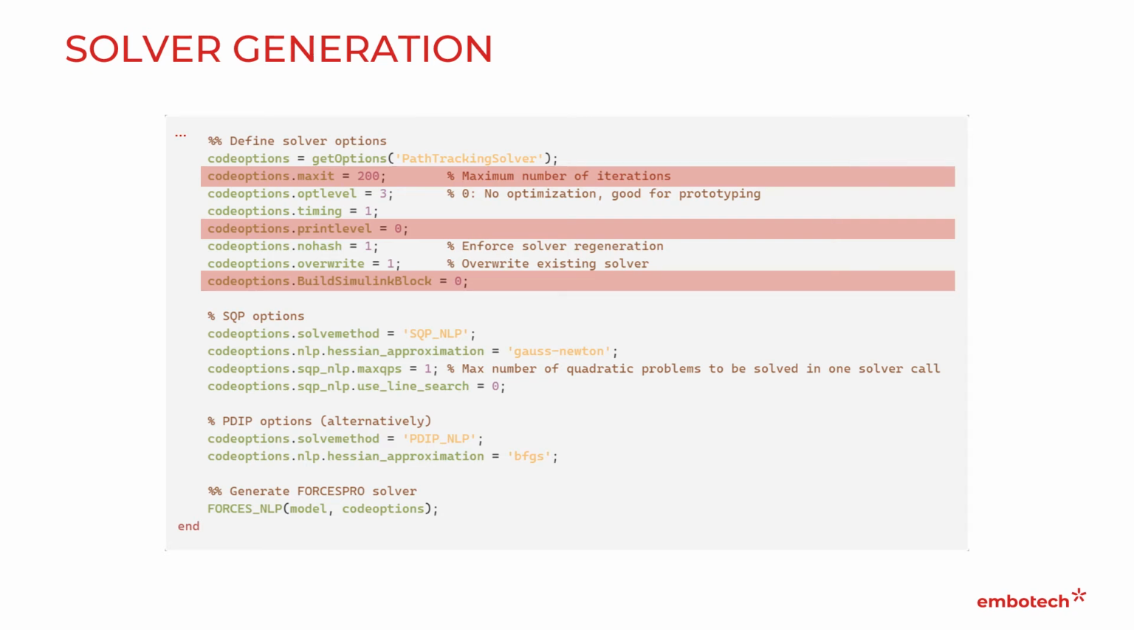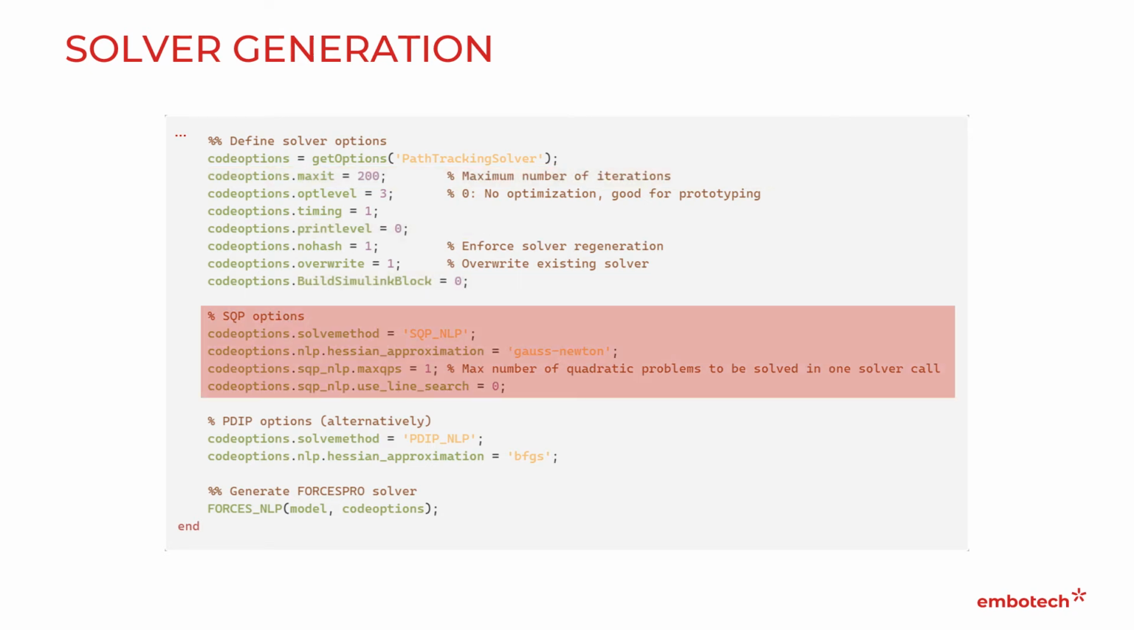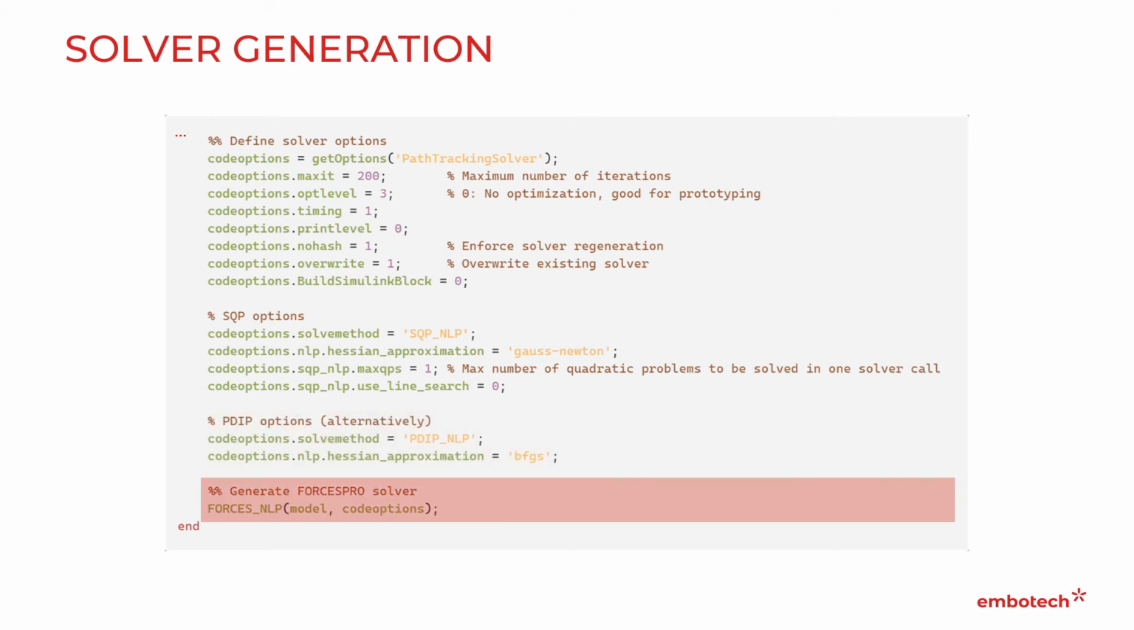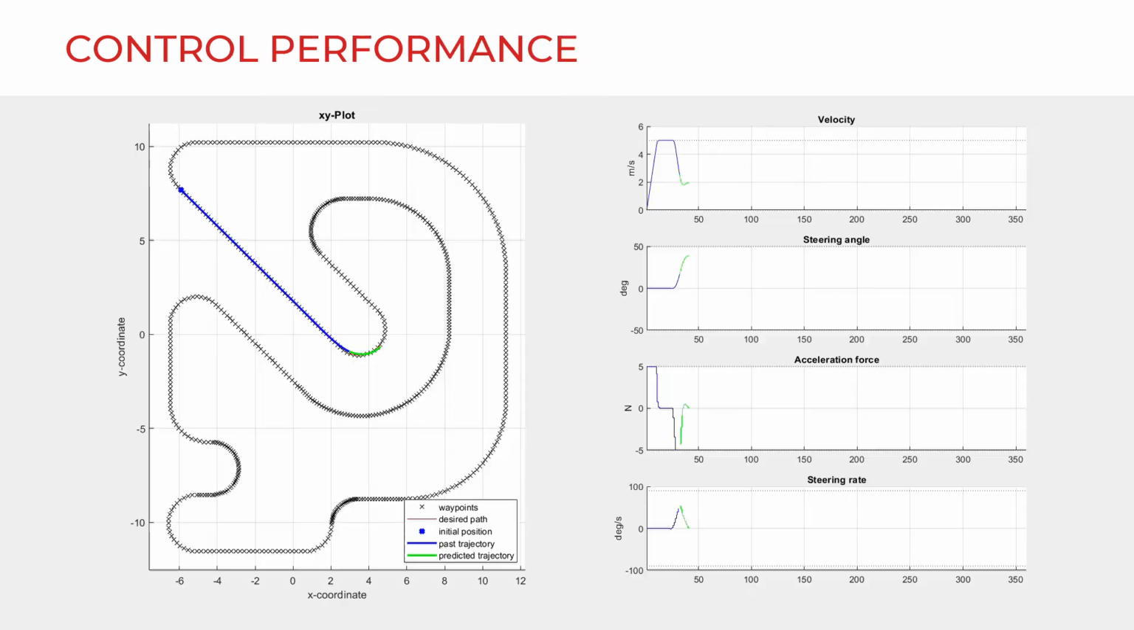For instance, we set the maximum number of iterations to 200, we set the logging level of the FORCESPRO solver to 0, and decide not to automatically build a Simulink block of the solver after it has been generated. We will try 2 different FORCESPRO NLP solvers. First, an SQP NLP solver with Gauss-Newton-Hessian approximation and 1 QP solved per iteration. Secondly, we will solve the problem using a PDIP NLP solver and the default BFGS Hessian approximation. Finally, we can generate the appropriate NLP solver and run the model.